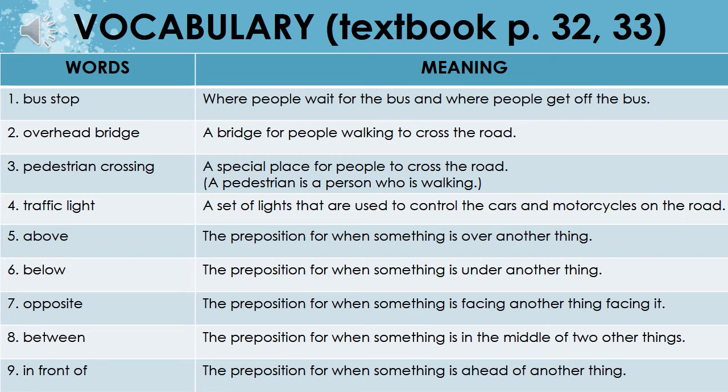Number 3, pedestrian crossing. A special place for people to cross the road. A pedestrian is a person who is walking. Pedestrian crossings normally are white stripes on the road. Number 4, traffic light. A set of lights that are used to control the cars and motorcycles on the road. When the lights are red, the cars must stop. When they are green, the cars may go.